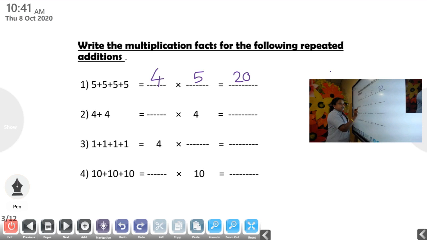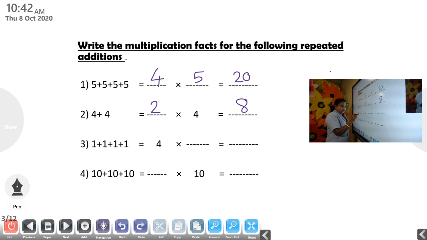Second question, 4 plus 4. How many times 4 is added? 2 times. That is 2 into 4. 2 4s are, yeah, very good, 2 4s are 8.